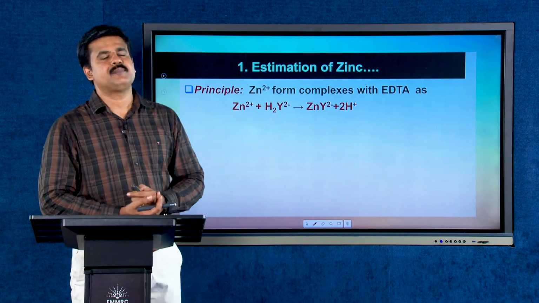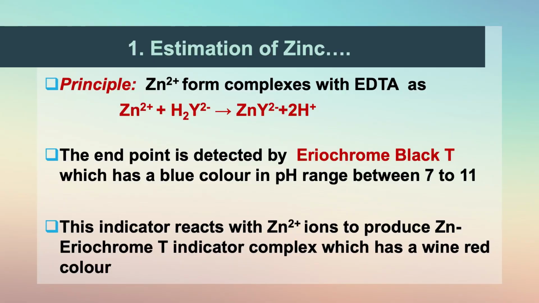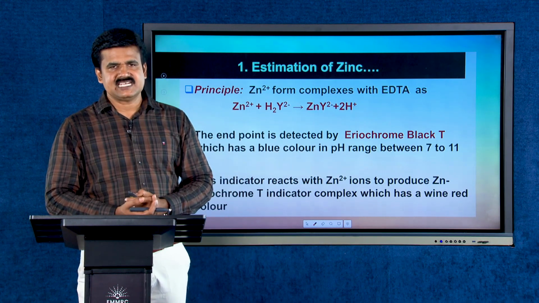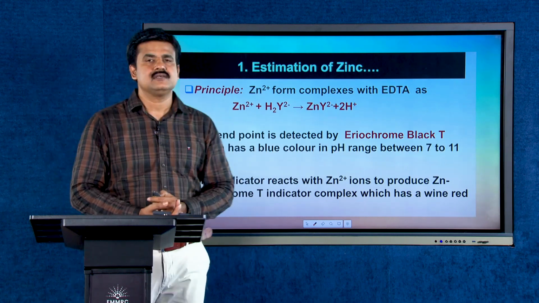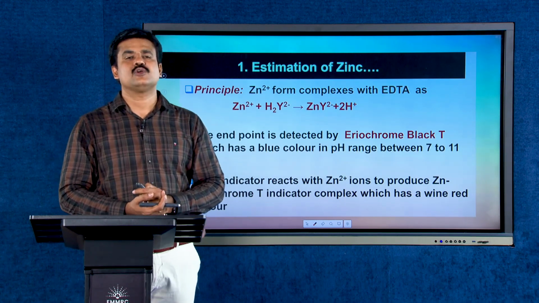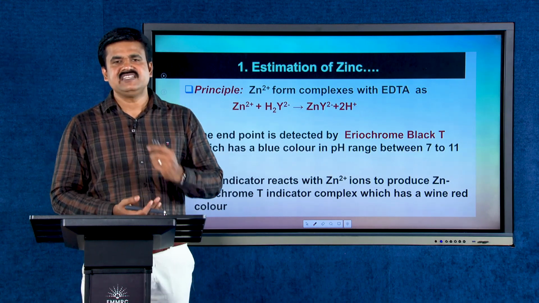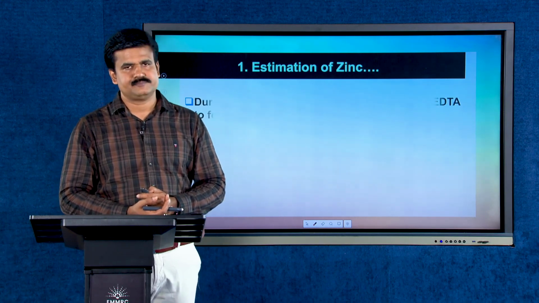Now, the principle is here. Zn2+ forms complexes with EDTA according to the equation: Zn2+ + H2Y2- gives ZnY2- + 2H+. The end point is detected by eriochrome black T, or solochrome black T, which has a blue color in the pH range between 7 to 11. This indicator reacts with Zn2+ ions to produce the zinc eriochrome T indicator complex, which has wine red color.